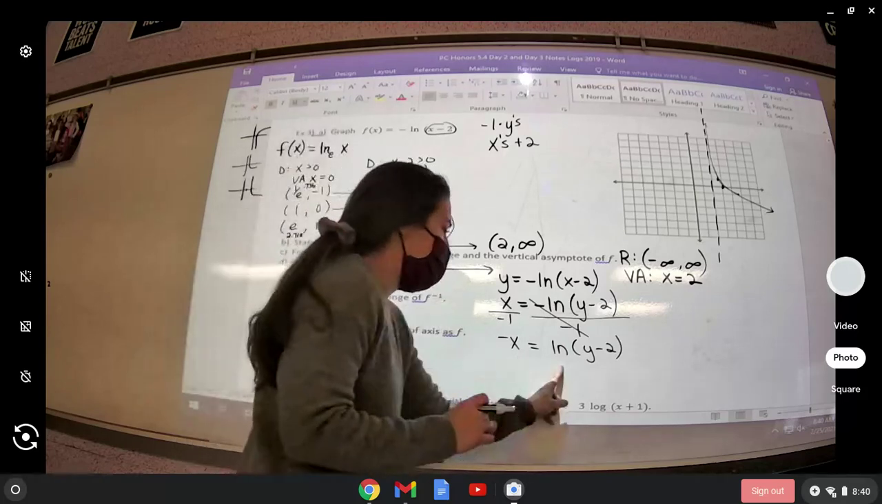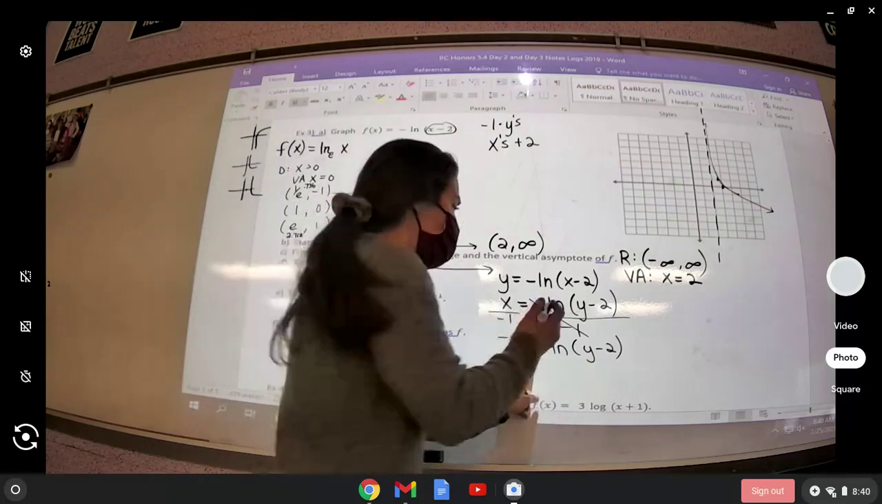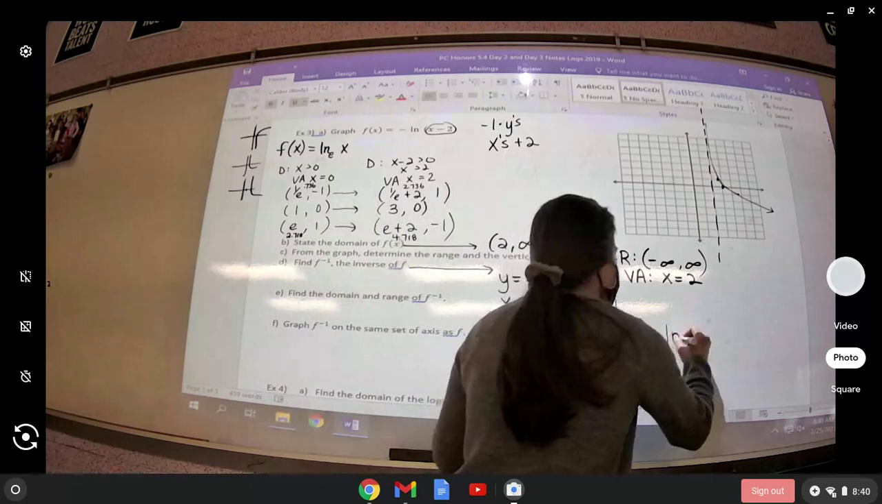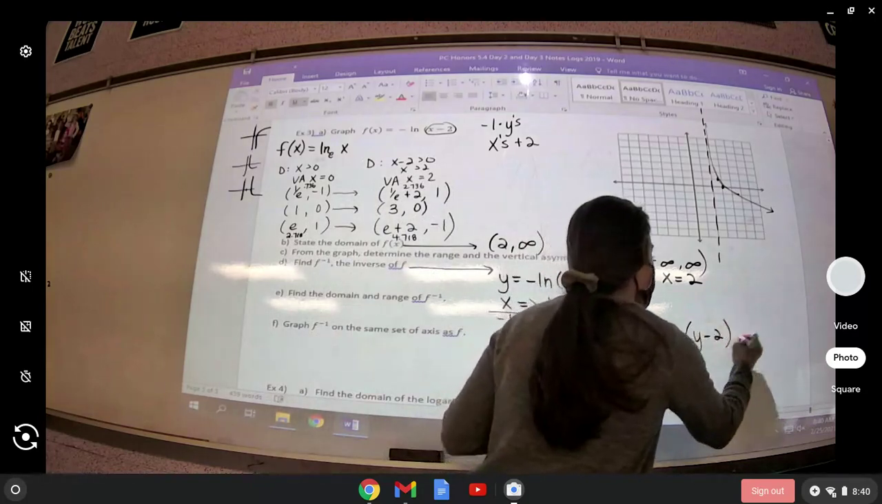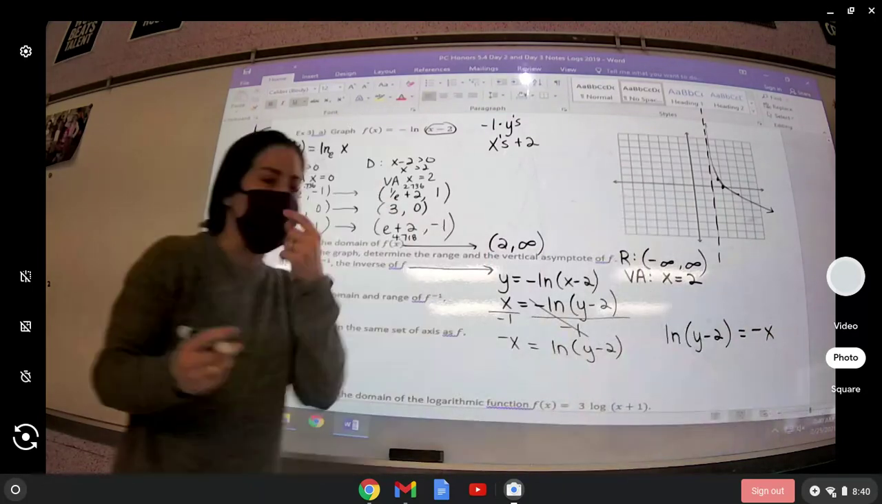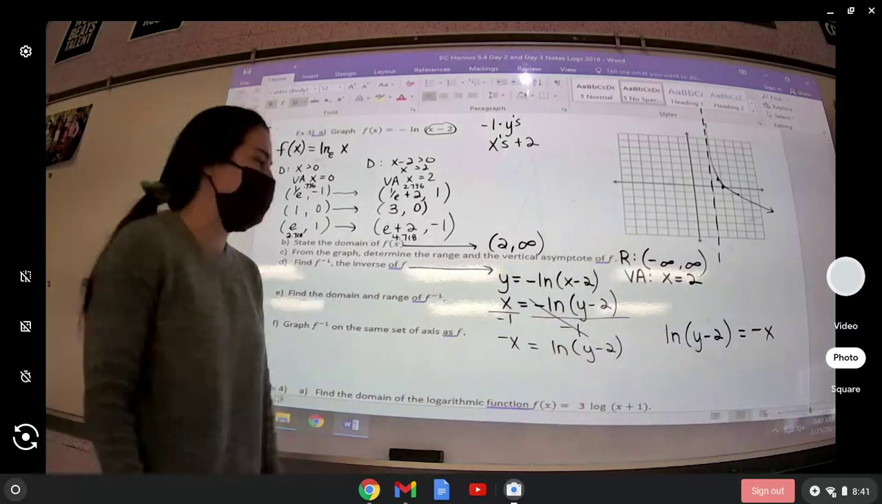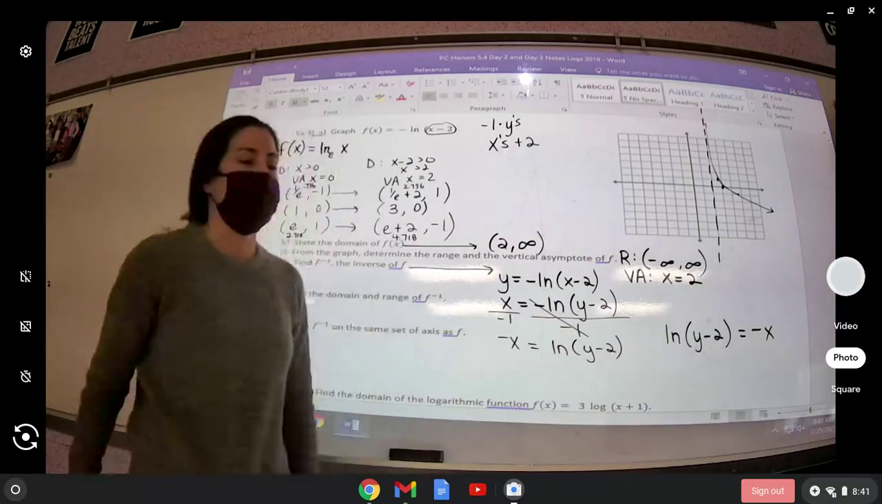So let me do it this way. I just want to rewrite this in the opposite order. I want to rewrite this as the natural log of y minus 2 equals negative x. My brain just functions better when it's written like that. I just put them on the other side of the equal sign.